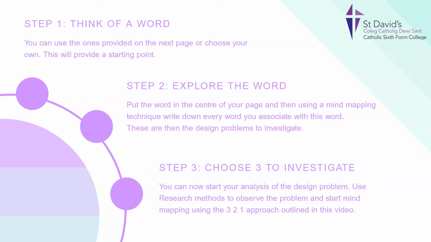So, step 1, think of a word. So this word, if we look at the context from AS, would have been sustainability, outdoor activity, and flat pack. Okay, they're the words that we're thinking of right now. But for A2, remember you need to think of your own. So you can use the ones that are provided in this PowerPoint, or you can choose your own, as this will provide a starting point.